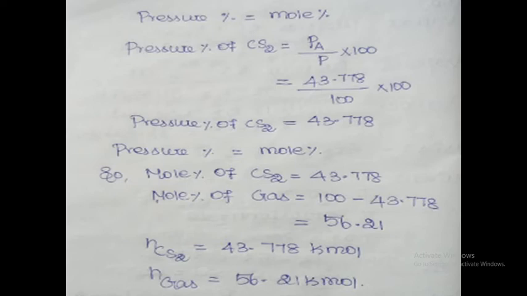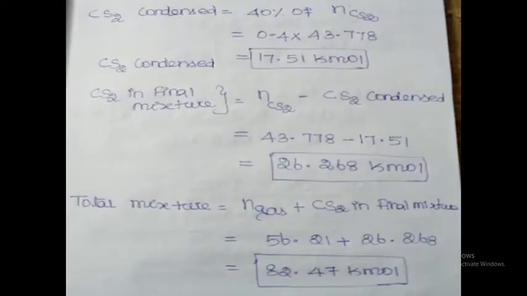So that's why the number of moles of CS2, that is N_CS2, is equal to 43.778 kilomole. Similarly, the number of moles of gas, N_gas, is equal to 56.21 kilomole. Are you clear? We have the data, 40% of CS2 is condensed out. How many kilomoles of CS2 are condensed we are going to calculate. So here we have the number of moles 43.778. This is the initial mole.